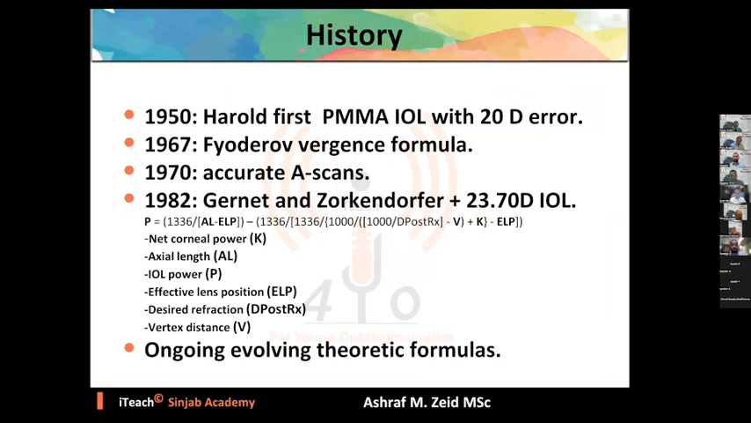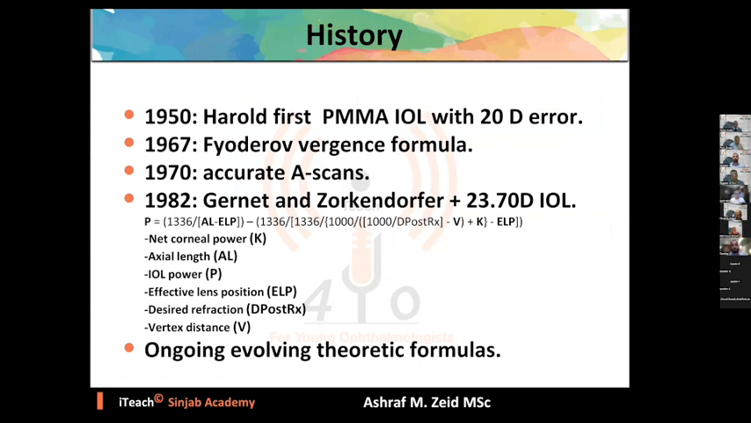Regarding the history of the IOLs, the first one was implanted by Harrod. It was an anterior chamber PMMA IOL. It had a biometry error of 20 diopters, and then Fyodorov invented the vergence formula. In the 1970s, the A-scan started to be more accurate and more reliable.